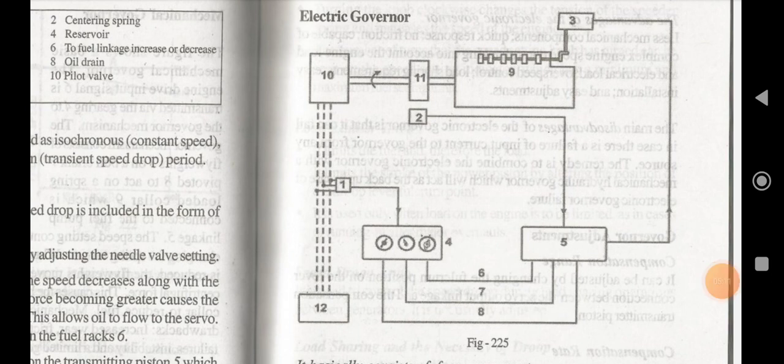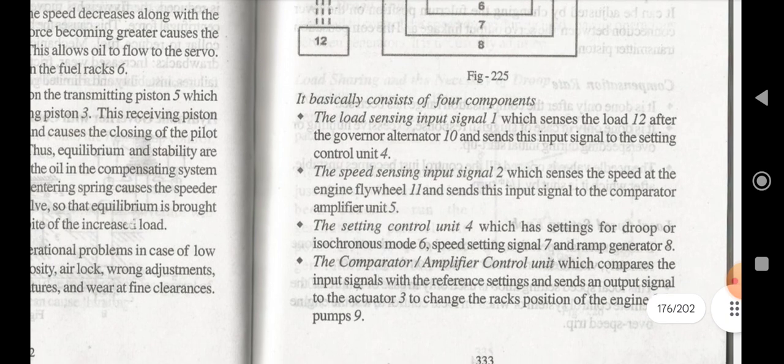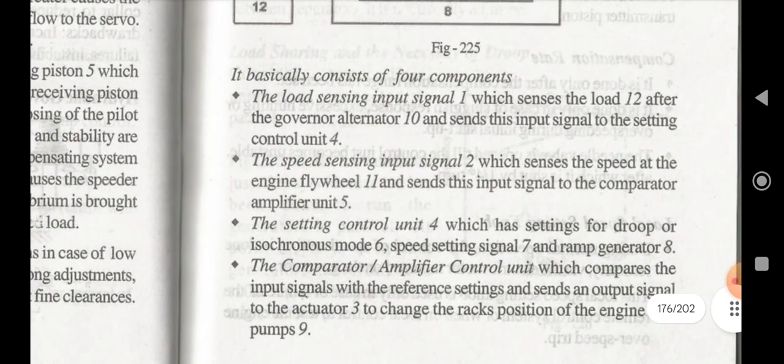This is the electric governor: mechanical governor, hydraulic governor and electrical governor. Okay. Here it basically consists of 4 components. Load sensing input signal: this senses the load after the governor alternator and sends an input signal to the setting control board. Here the load sensing input signal senses the load after the governor alternator and sends the signal to the setting control.